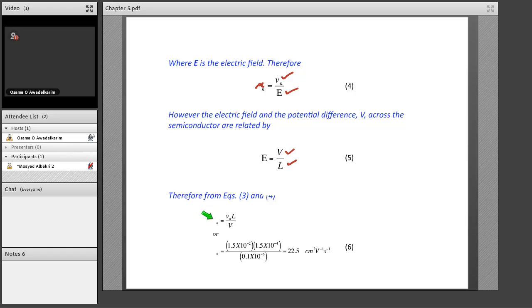So my mu n is going to be Vn over E, which is Vn times L over capital V, the voltage. So Vn is 1.5 times 10 to minus 2 centimeter per second. L is 1.5 times 10 to minus 4, and then divided by 0.1 times 10 to minus 6. That gives you 22.5 volt minus 1.